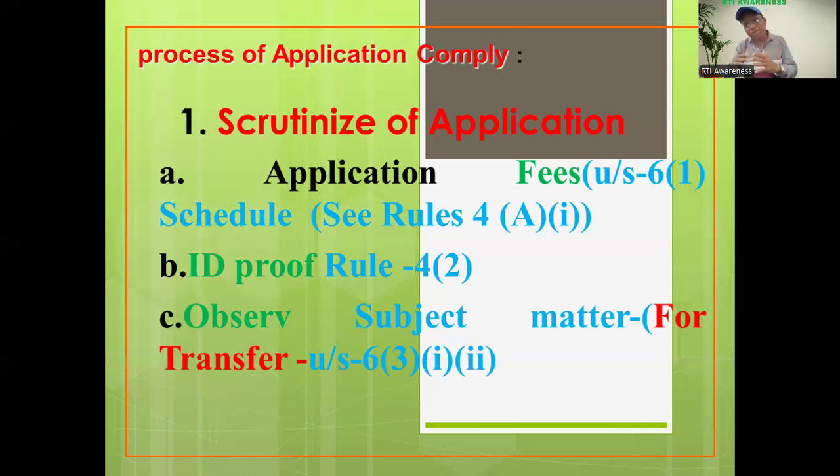If it is relating to us, then we may comply within the timeline of 30 days. If it is not relating to us and it is relating to another public authority, in these cases we have to transfer this RTI application within 5 days to the other public authority to whom it relates, under section 6.3. This is the process of application.